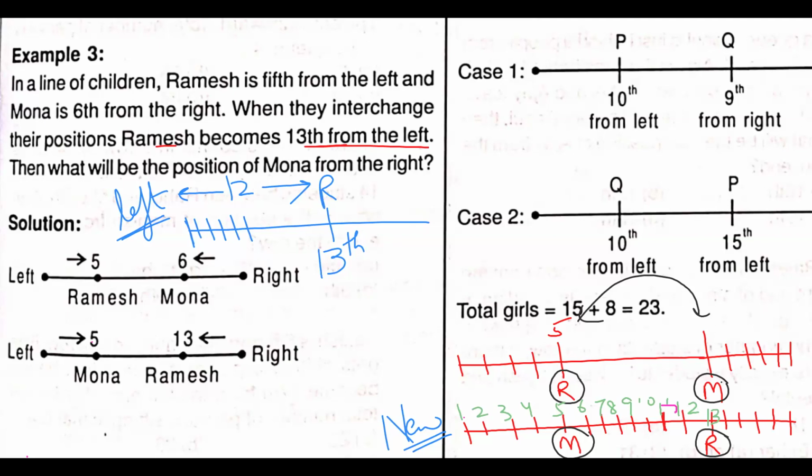Okay, so ma'am, how many are there in total? In total you can just count how many are there. See, till Ramesh is 13, right? So 14, 15, 16, 17, 18, total 18 are coming, as you can see. So we have to tell Mona's position from the right.